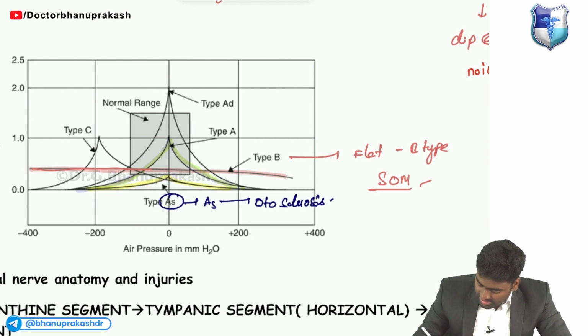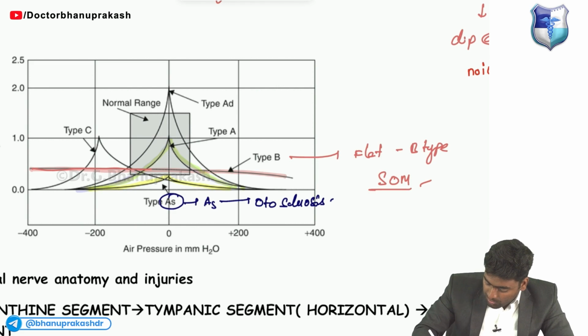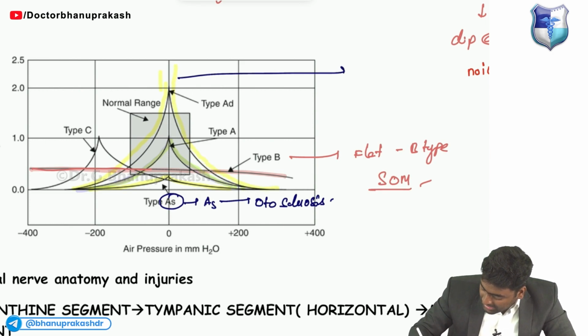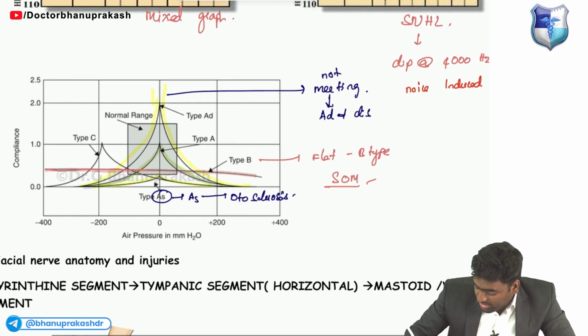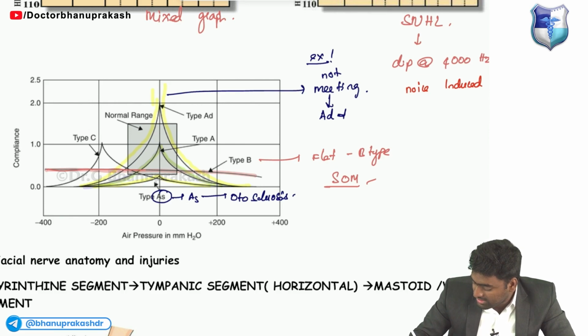Then if you see this graph which is not meeting, like your X, they do not tend to meet each other in future. If they are not meeting, it is due to ossicular dislocation. They are discontinued, that's why it is like your X. So it is ossicular dislocation. Okay.